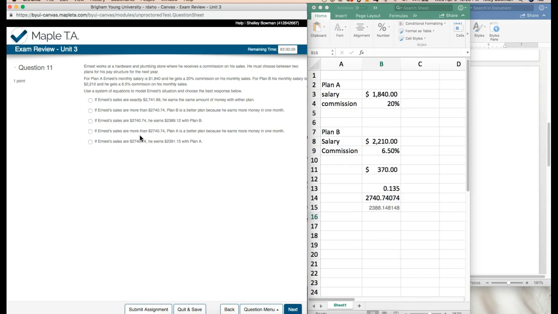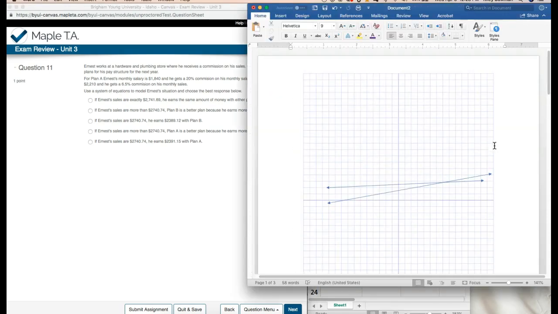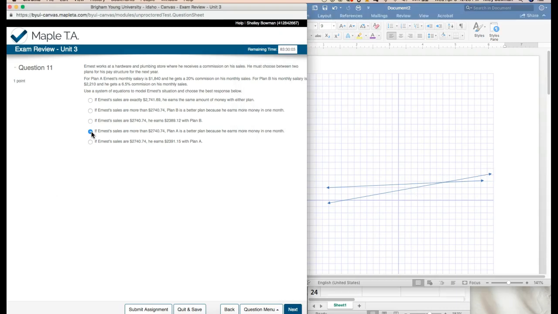If Ernest's sales are more than $2,740.74, Plan A is a better plan because he earns more money in 1 month. That one so far is true, because right here, this is Plan A. He has a lower monthly salary, but he starts earning more beyond that. So this one is correct. And the last one, so I'm going to select that for now and just double check through this.